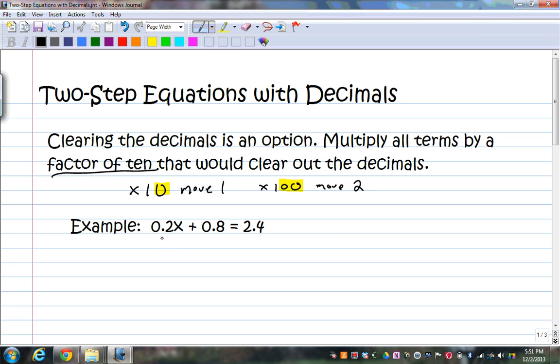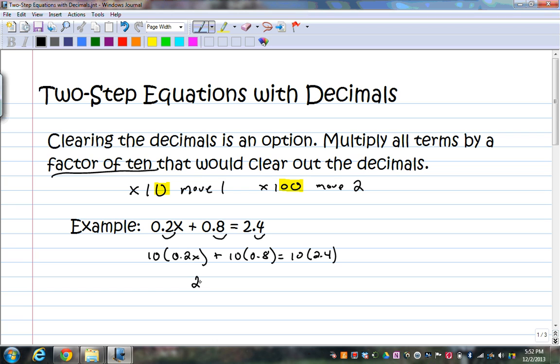So if you look at this problem, if I moved each decimal one place to the right, I would no longer have decimals. So that means I can multiply every term by 10. When you do that, it doesn't change the equation. You'll still get the same solution because you changed every term. So what I'm going to do is take the first term, 10 times 0.2x, plus the second term times 10, 0.8, is equal to the answer over here times 10.